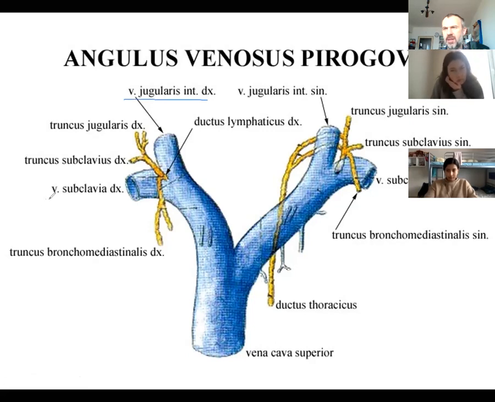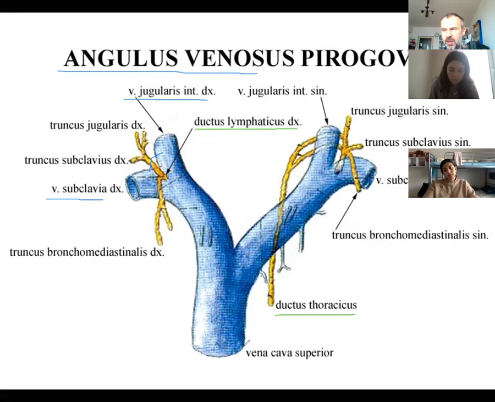Internal jugular vein and subclavian vein. As they meet, we call this angle the venous angle. And what drains into the venous angle? Into the venous angle drains, on the right side the right lymphatic duct, and on the left side the thoracic duct.